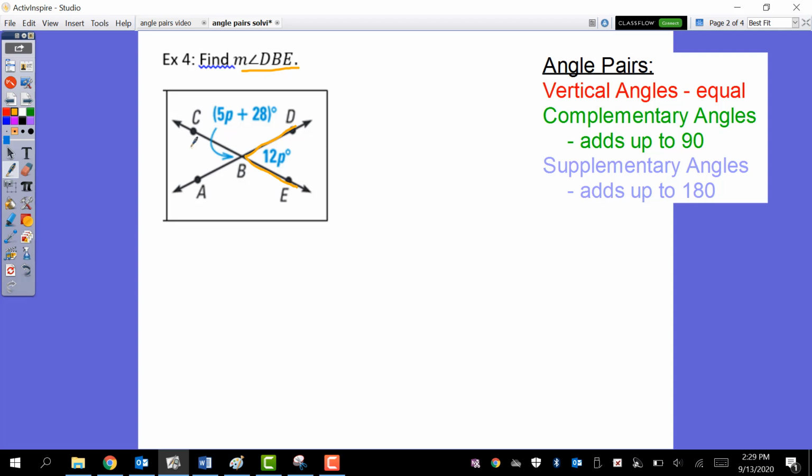So I still have to do everything that I just did. I have to pick. Looking at this picture, are they vertical, complementary, or supplementary? I see the X happening, so that tells me vertical. Great. And if they're vertical, that means they are equal. So I'm doing blank equals blank. What are my two blanks? Well, I have 5p plus 28.